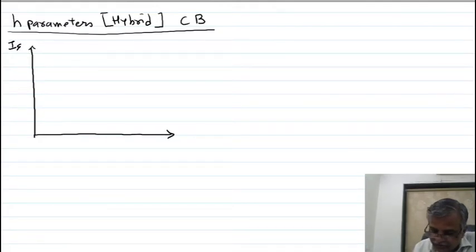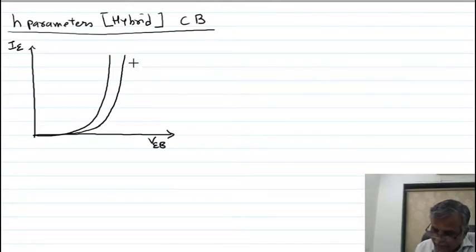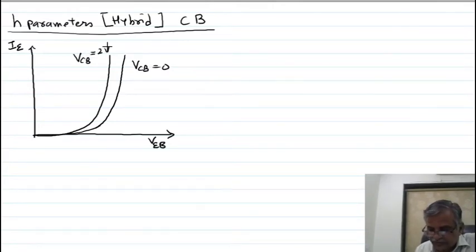This is your input emitter current, this is input emitter base voltage, and this is the graph of collector base voltage is 0, and this is collector base voltage is, let me say, 2 volt. The graph of the input current versus input emitter base voltage is called input characteristics.